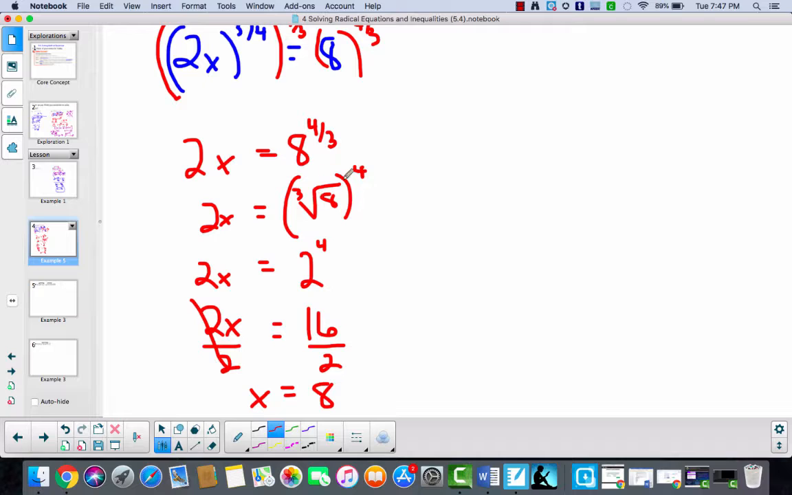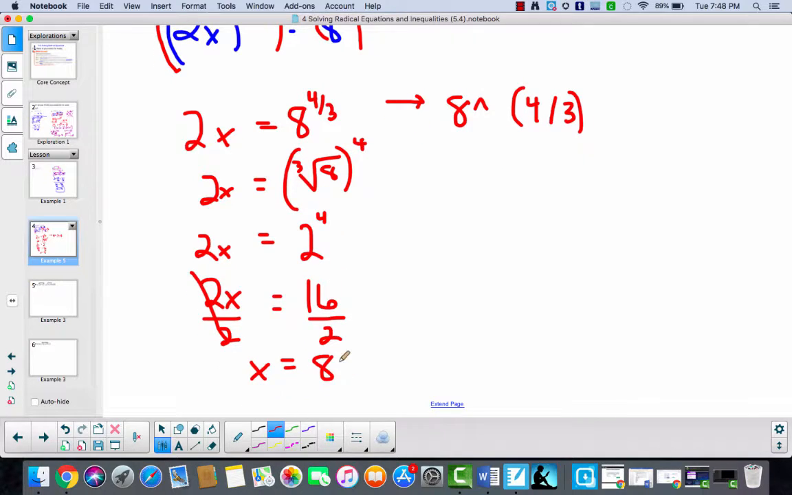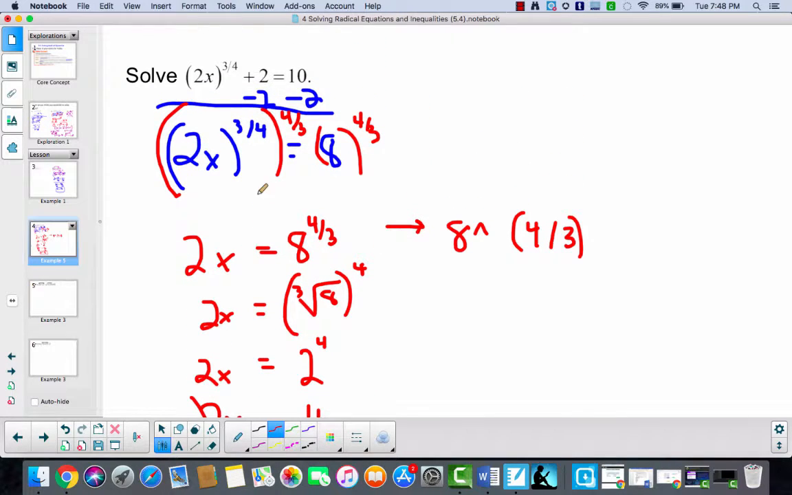If you didn't remember how to do this, remember the other way to do this would be to put this in your calculator. This is saying the same thing as 8 caret 4 divided by 3. Make sure when you do that you put parentheses around this. Either way, you should get 16 here, and then divide by 2, and you end up with 8. Now let's go back and check. 2 times 8 is 16. 16 to the 3/4 power. Check it out on your calculator, but you should get 8. 8 plus 2 is 10.